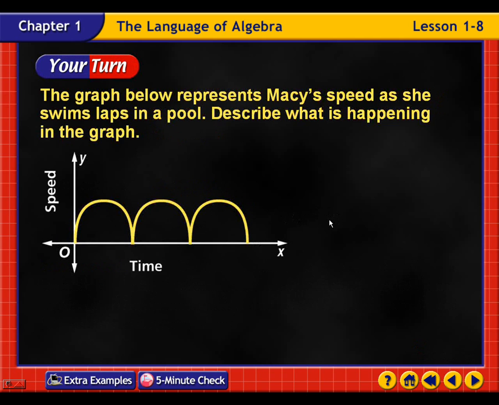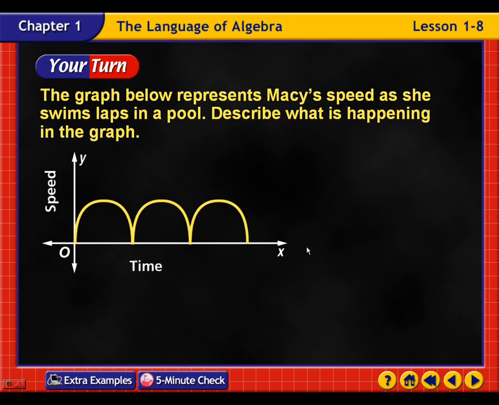Here's another example. If you want to pause the video and give it a try, you could do that. This represents Macy's speed as she swims laps in a pool. So time versus speed, that's the function. Time is the independent value. Speed is the dependent value. Time is the input. Speed is the output.